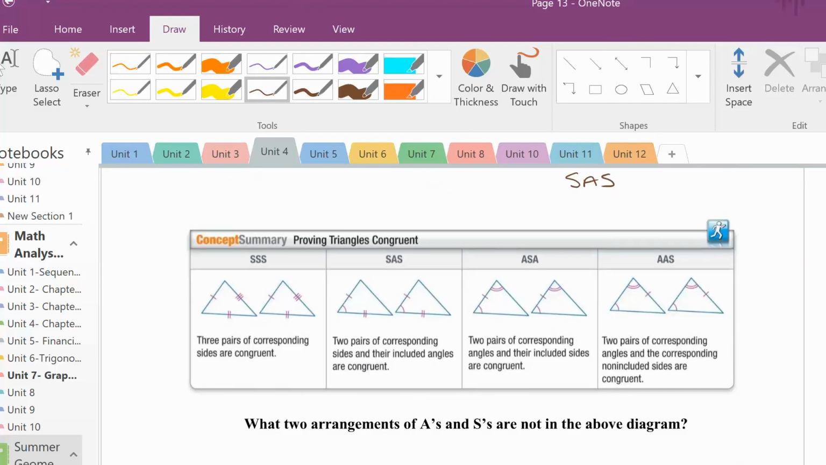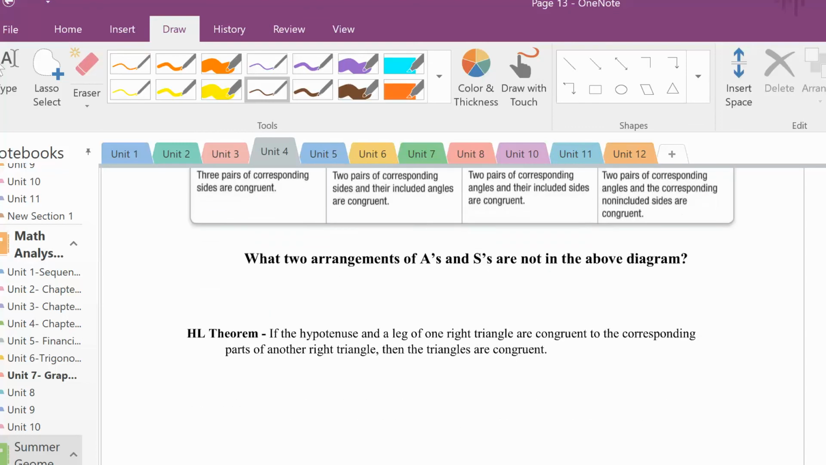All right, so just to wrap up the 4 ways to prove triangles are congruent. The shortcuts: side, side, side; side, angle, side; angle, side, angle; and angle, angle, side. What 2 arrangements of A's and S's are not in the above diagram? Well, notice there is no angle, angle, angle, and there is no side, side, angle. Those are 2 that are not.